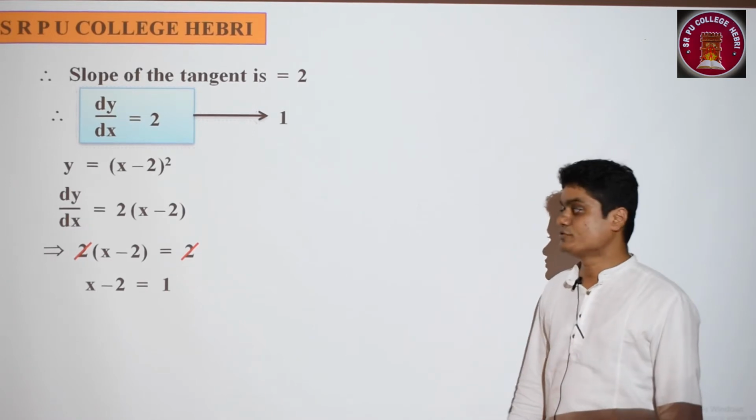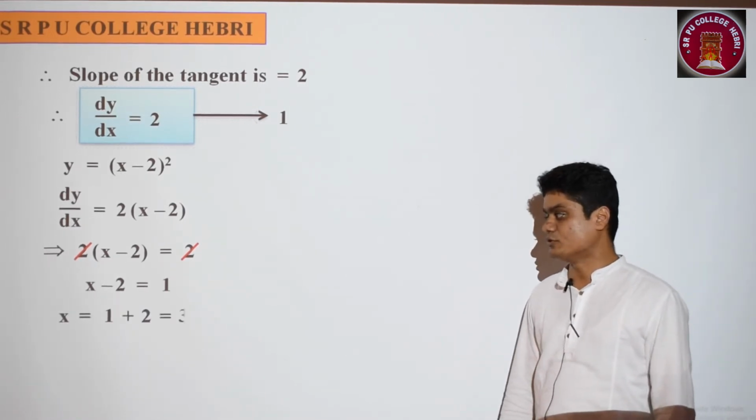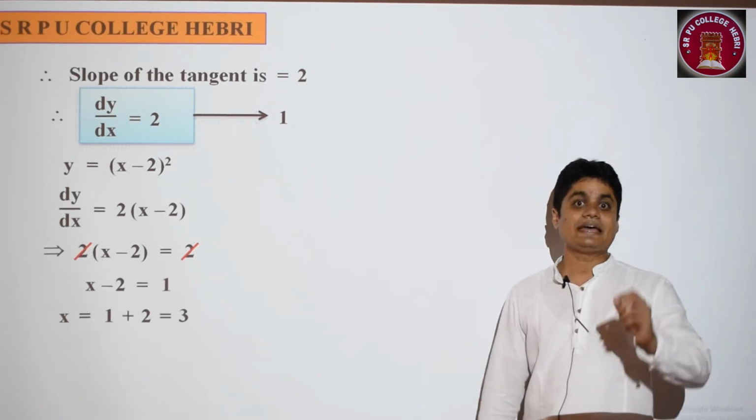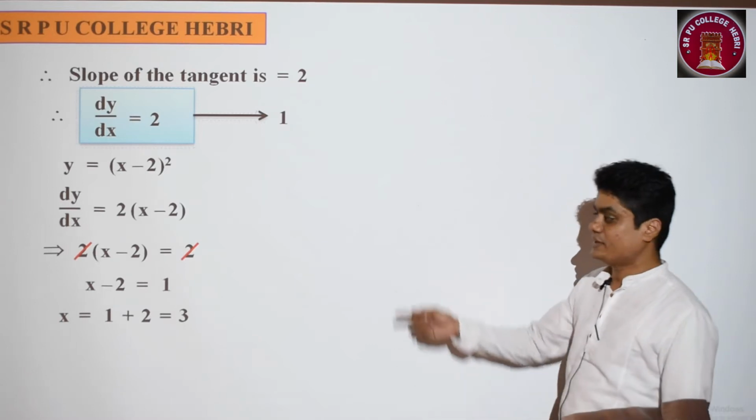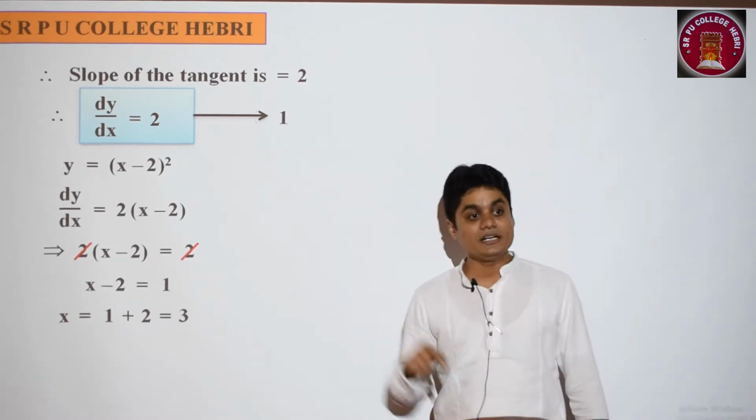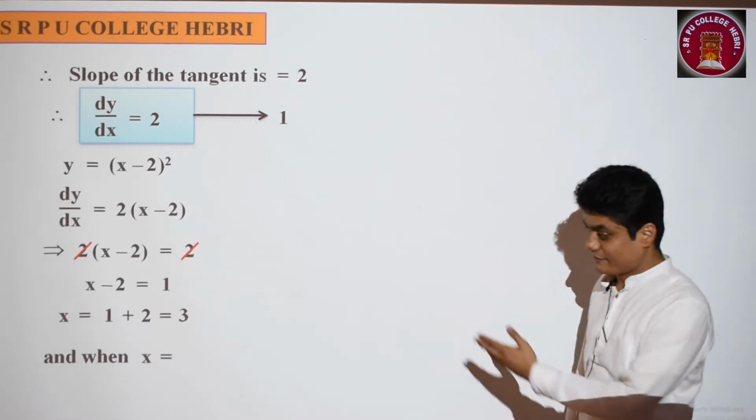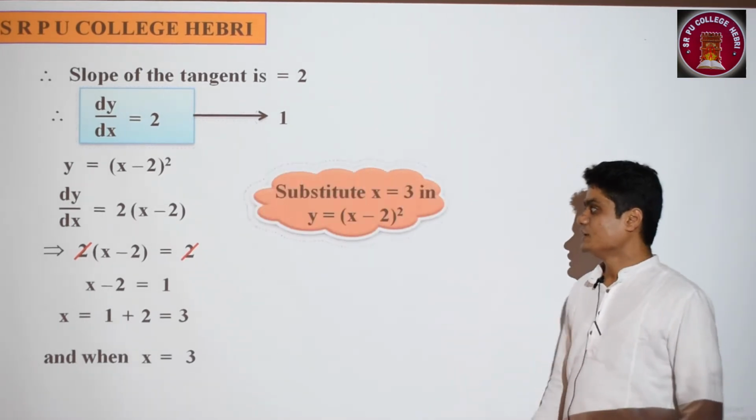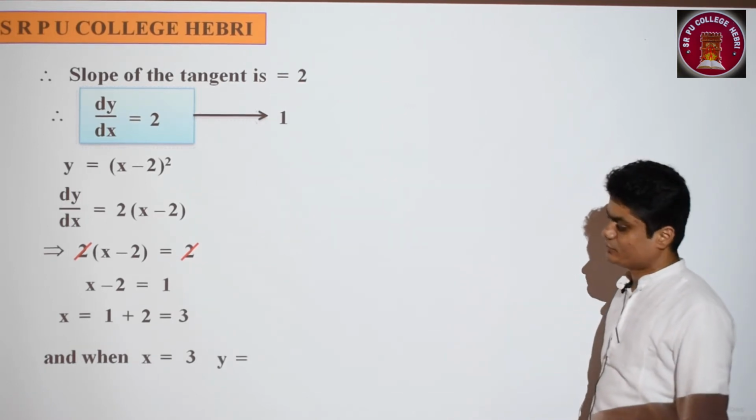So x minus 2 will be equal to 1. So what is x? x will be 1 plus 2 equal to 3. So we got the x coordinate of the point. Now how to get the y coordinate of this point? You know that this point should be substituted in the curve equation. So when x is equal to 3, substitute in this equation y is equal to (x minus 2) whole square. You will get the value of y also.